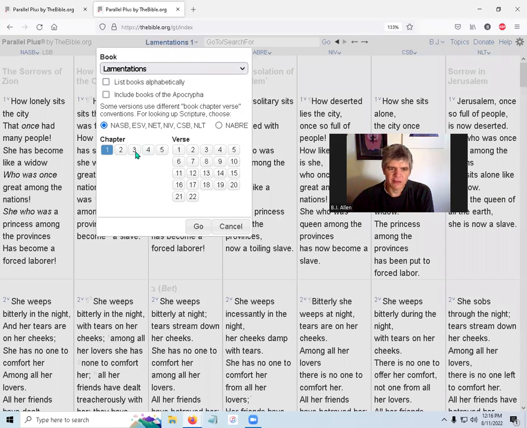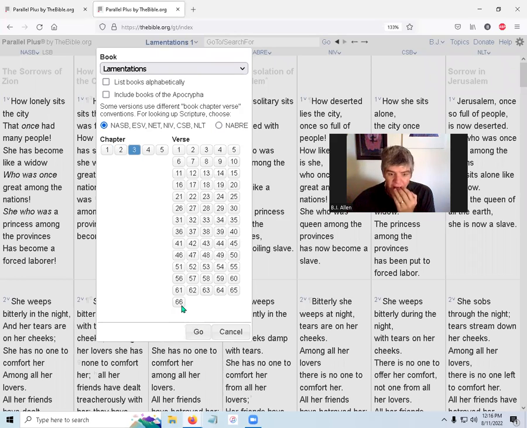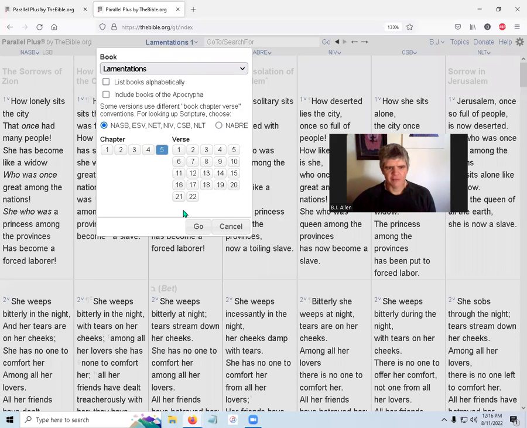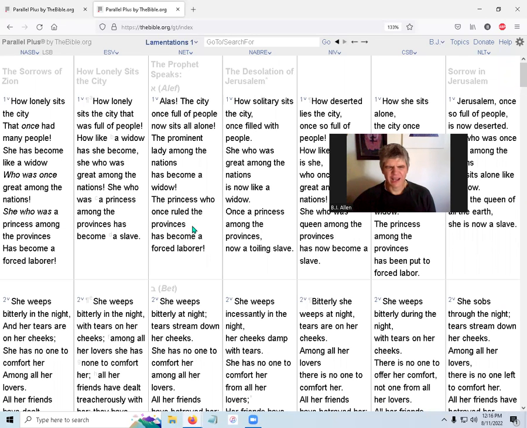Chapter 3, let's see, has 66: 22, 22, 22. That's 66. Look at chapter 5, 22 verses, 22. Okay. I think I recall chapter 5 being different. Might be wrong.